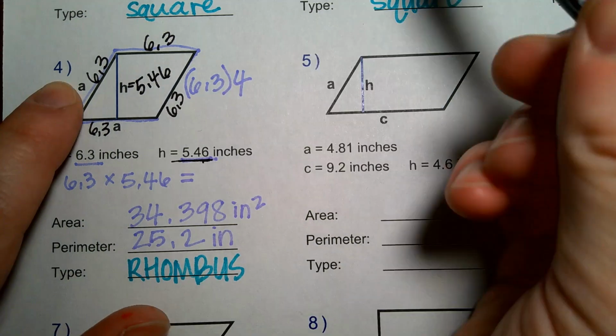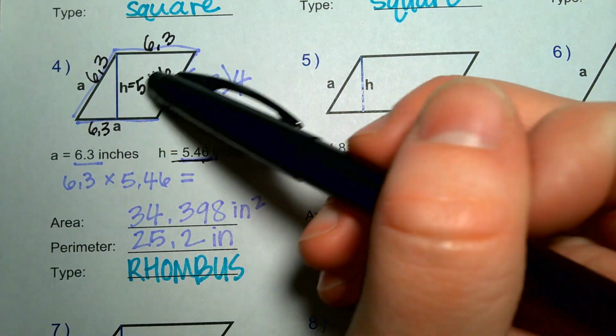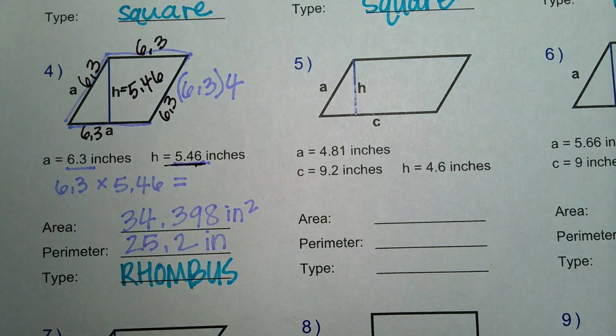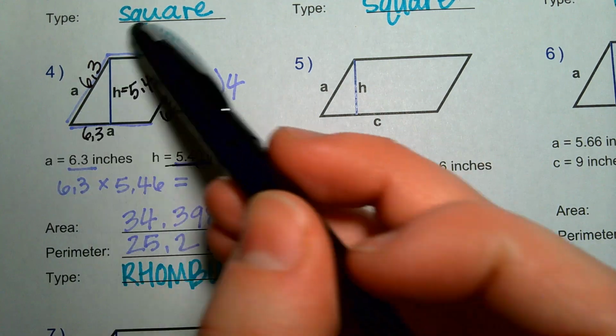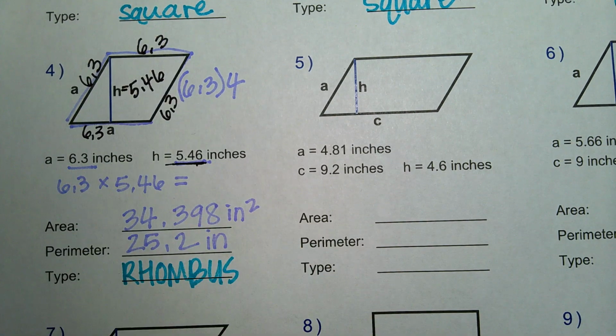That's your issue when you're doing the perimeter, is you're using 5.46. You don't want to use that because this is the height. Remember, the perimeter is like the fence around. Yes, base side. Don't ever use the height unless the height is one of the side lengths. So if you do that, you should get the same answer.